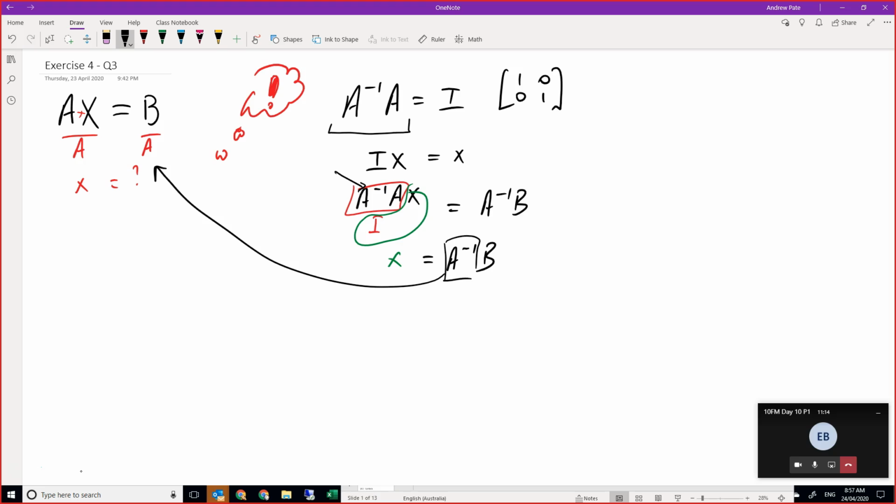Does that make sense to everybody? I'll go through that again in a second when we get on to exercise 5, because this is how we're going to use matrices to solve problems.